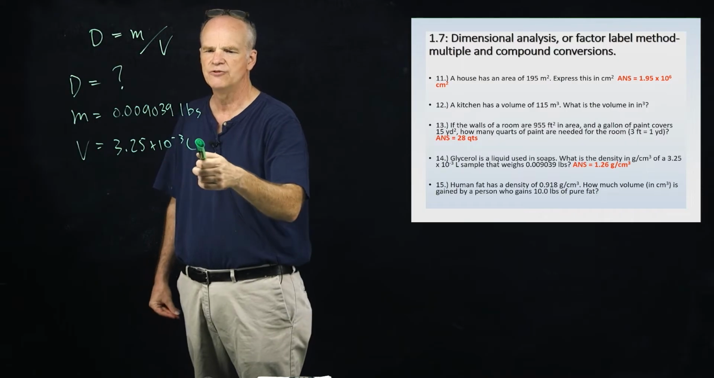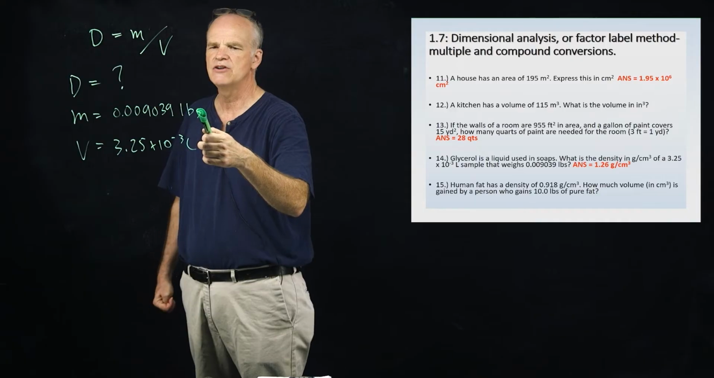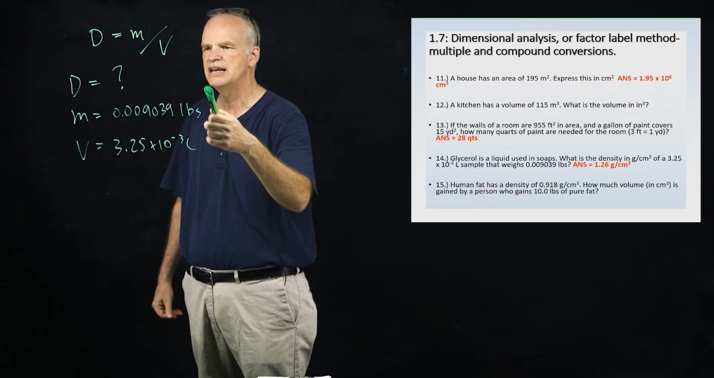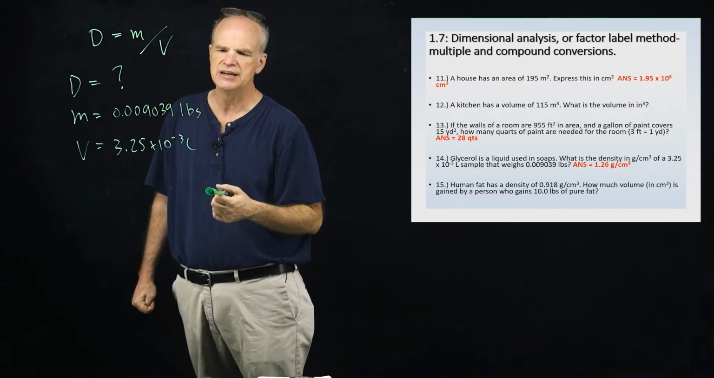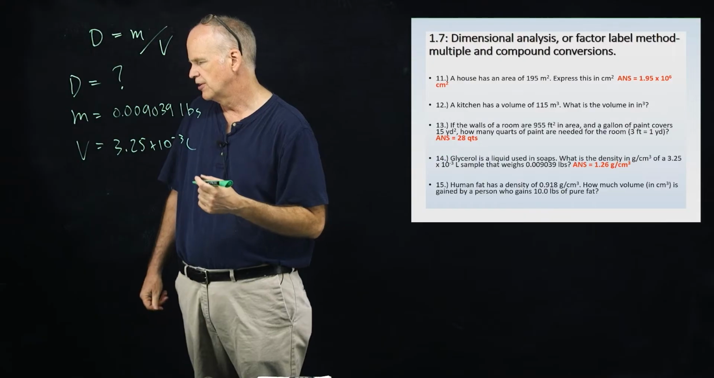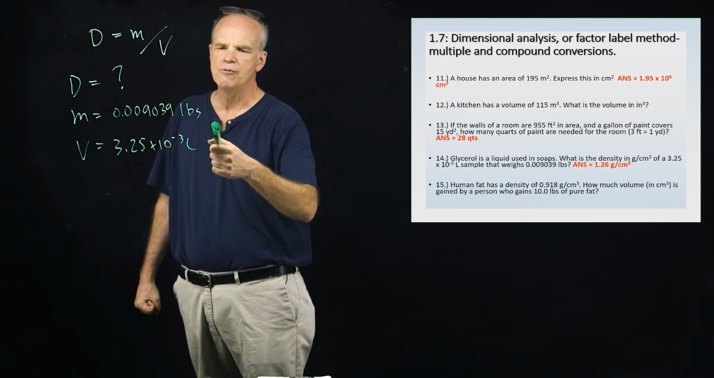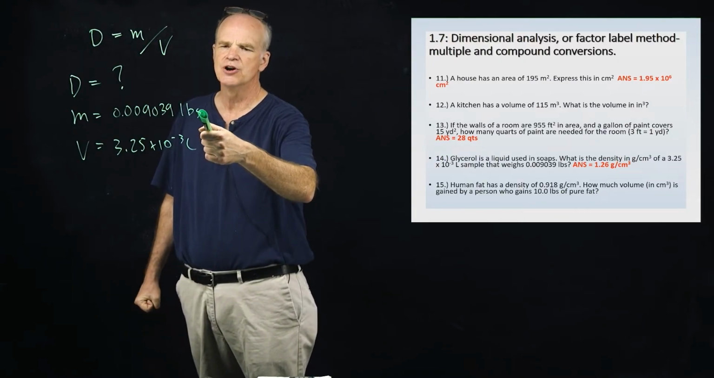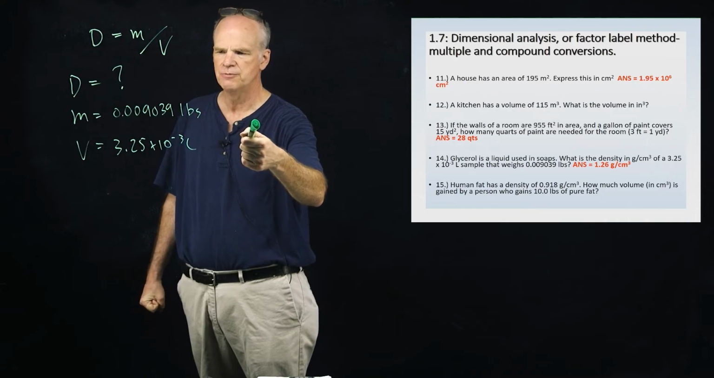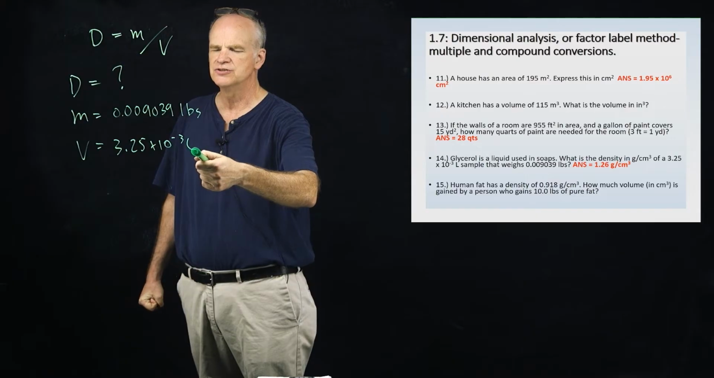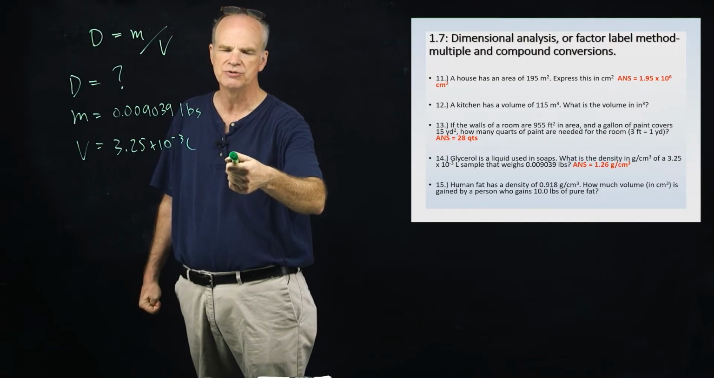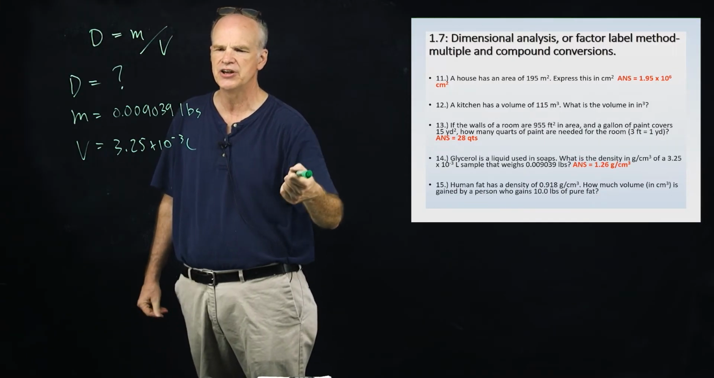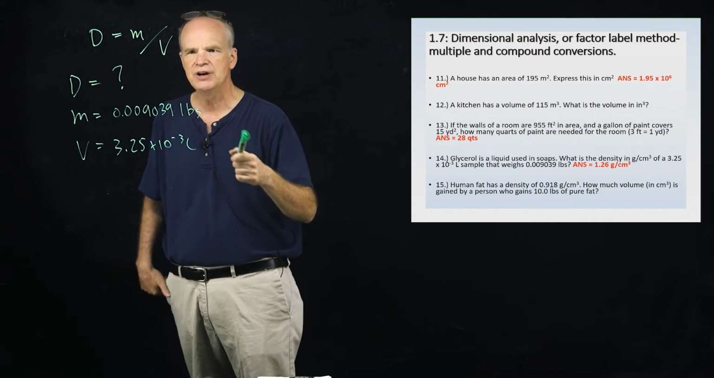Okay, so here's the problem. We have a volume in liters, we have a mass in pounds, but we need an answer for density not in those units. We need it in grams per centimeters cubed. So what we'll have to do is convert pounds to grams for the mass, and convert liters to milliliters, and then remembering that 1 milliliter is equal to 1 cm cubed, convert that to centimeters cubed. So let's go ahead and do that now.